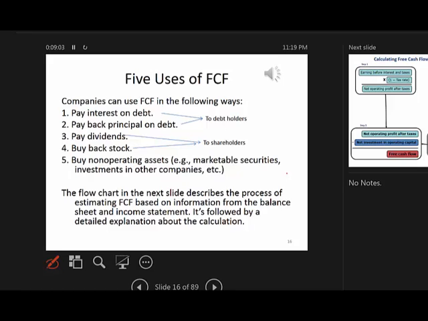In addition, the company can use free cash flow to buy non-operating assets such as marketable securities or make investments in other companies. The flowchart in the next slide describes the process of estimating free cash flows based on the information from the balance sheet and income statement. It is followed by a detailed explanation about the calculation process.